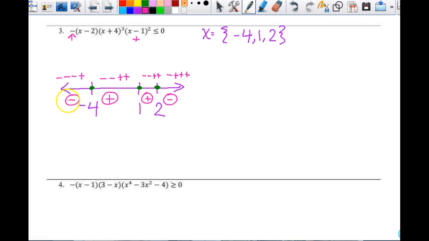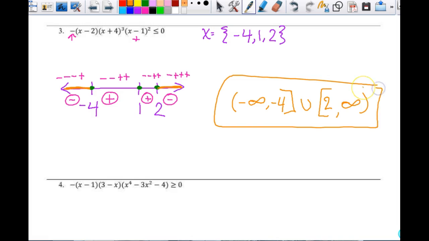When you multiply them together, a negative times a negative is a positive, times a negative is a negative. And I've got to shade, right? So I'm going to shade, and I want it to be negative, so I'm shading this part and this part, which means I'm going from negative infinity to negative 4. Do I include negative 4? Yes. And then I'm going from 2 to infinity. Any questions about that? Let's talk about the graph.